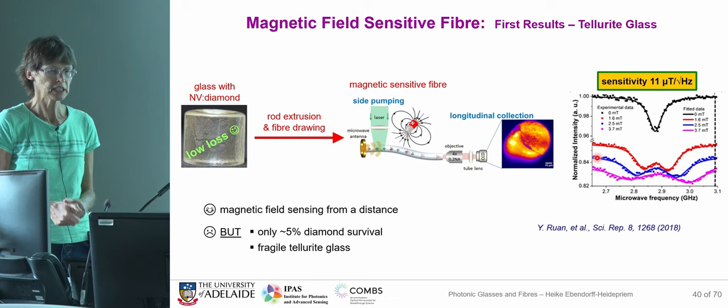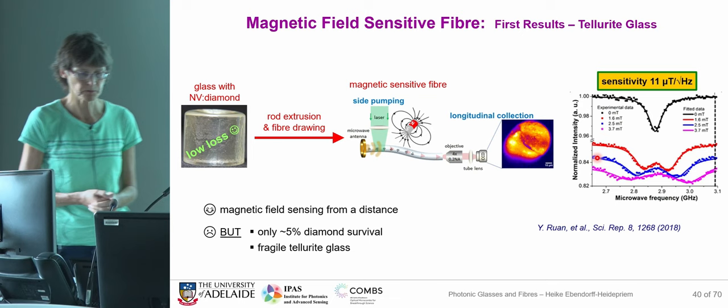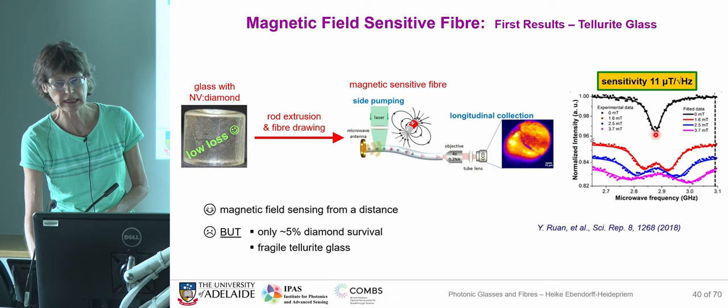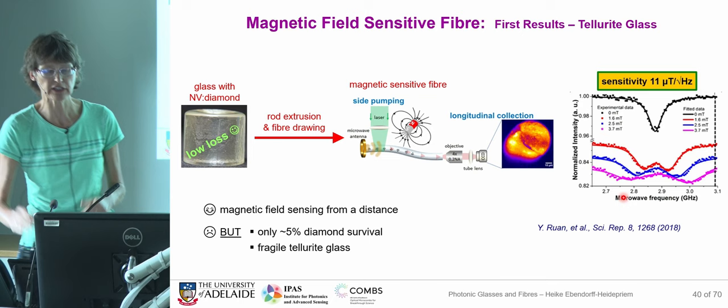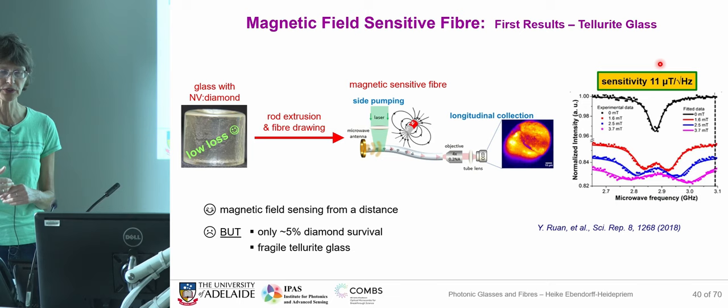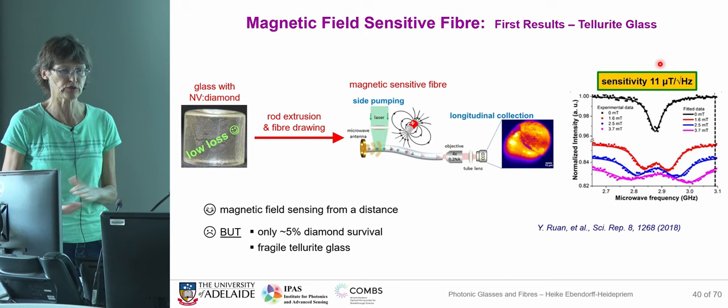For this fiber, magnetic field sensing was demonstrated. And this is done via optical detected magnetic resonance. So briefly, you have the one dip if there is no magnetic field, and then two dips with the magnetic field, and the dips go further apart, and this gives a measure of the magnetic field strength. So we achieved a sensitivity of microtesla per root hertz. This is the unit in which magnetic field sensitivity is given for diamond particles.